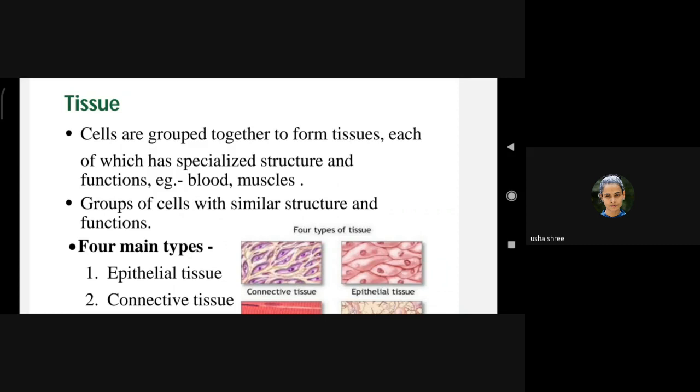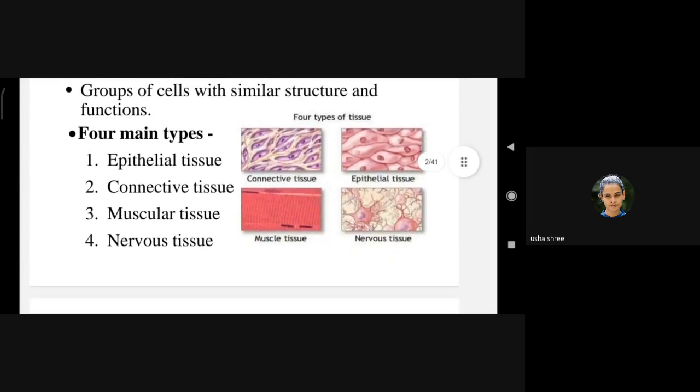So what is written here? Cells are grouped together to form tissue, each of which has specialized structure and function. Example, blood cells. Blood is a connective tissue. And muscles. So these are kinds of tissue. So a group of cells with similar structure and functions is known as tissue.